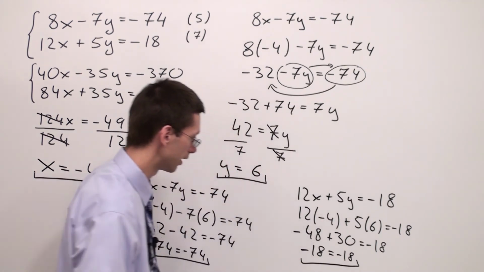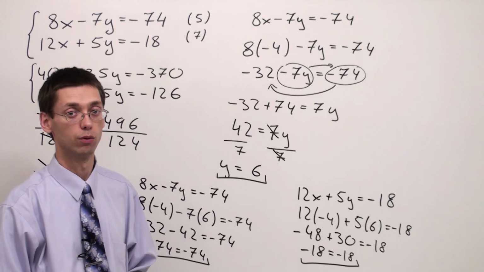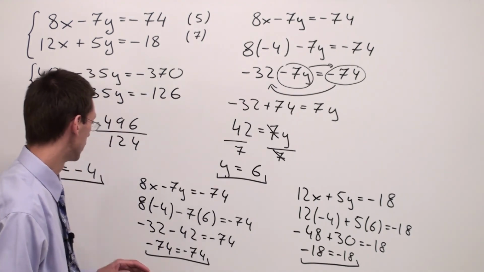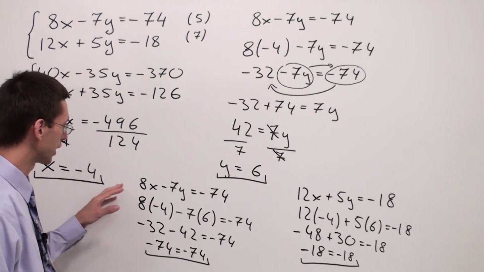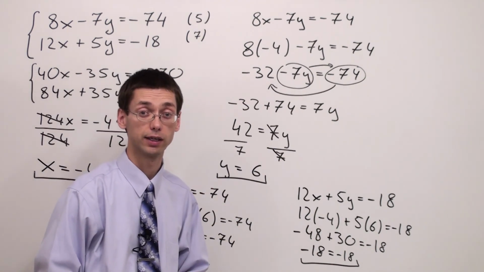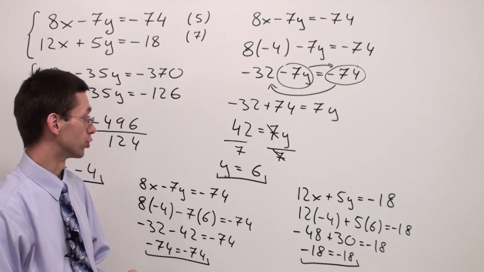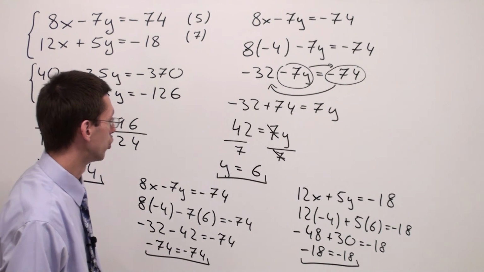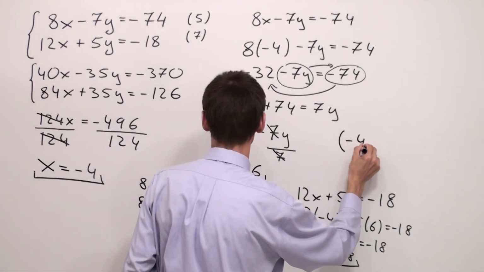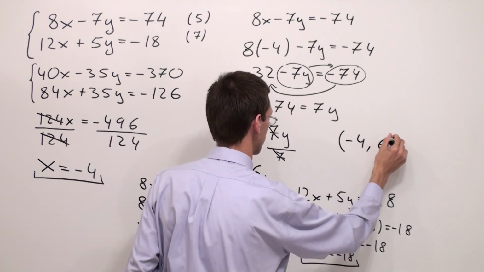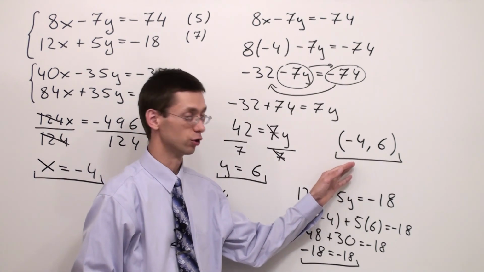As you can see, the left side of my equation is equal to the right side. So right now, we are 100% sure that my x-coordinate has the value negative 4 and my y-coordinate has the value 6. That's why we can say that the solution to this problem is the ordered pair negative 4, 6. And this is the end of the problem, the solution to my problem.